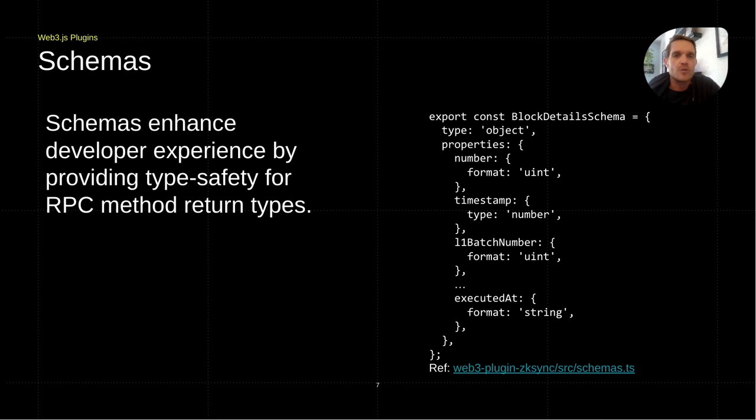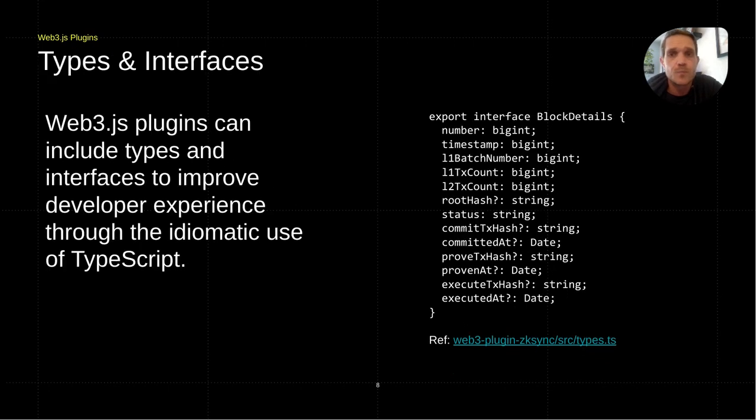Schemas, as I mentioned, are used for formatting and providing type safety around the responses that you get back from the RPC methods. So you can see that we're defining a response for getting block details, and then listing out the properties of that object and the types that they have. This is, again, used for providing type safety around responses for those custom RPC methods.